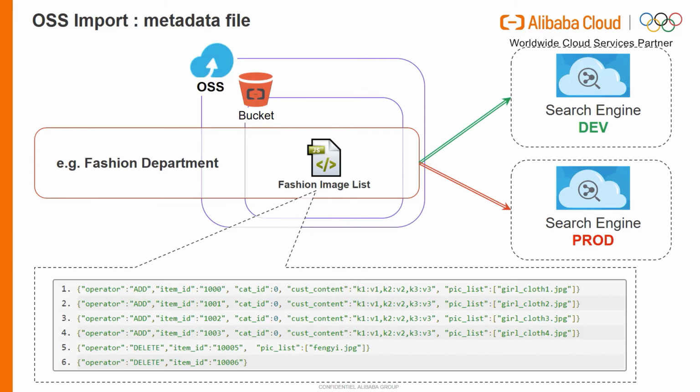Let's take an example. Here is a metadata file. The first information is action. The item ID is the product ID. The category ID is here. You can add customer content and then only one photo inside of the picture list.